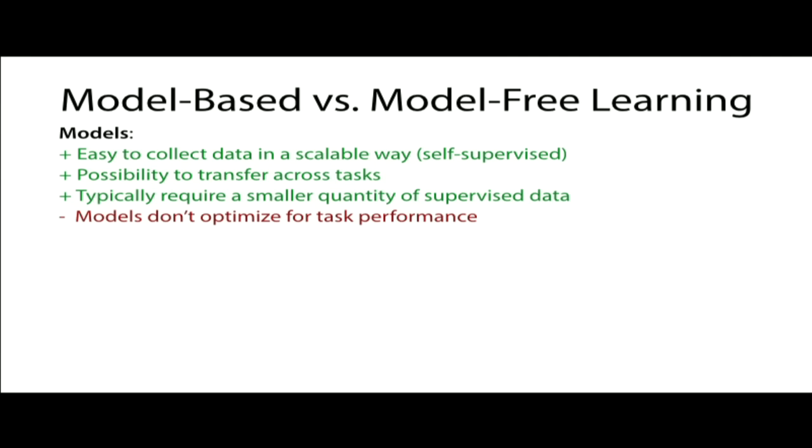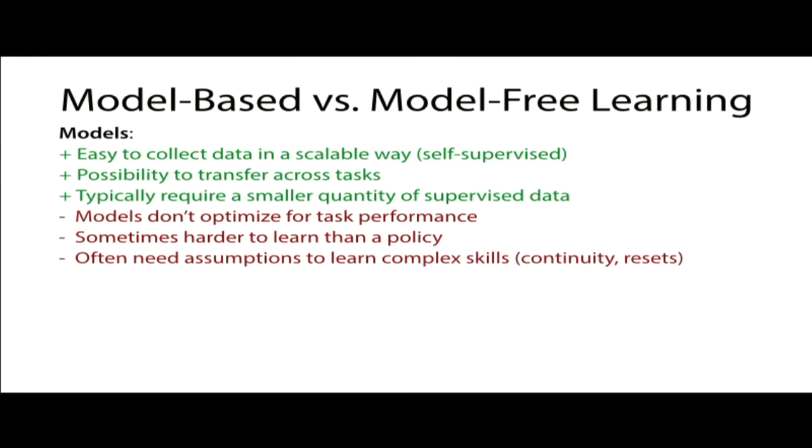The downside is that models don't optimize for task performance, unlike model-free methods. Once you have a model, you can optimize for task performance, but the objective for a model is to predict everything that's going to happen, which isn't always consistent with what you need for the task. Similar to before, it's sometimes harder to learn a model than a policy because it's trying to predict everything, not just the action that it's going to take. So it can be a bit more complicated than the policy that you want to learn.